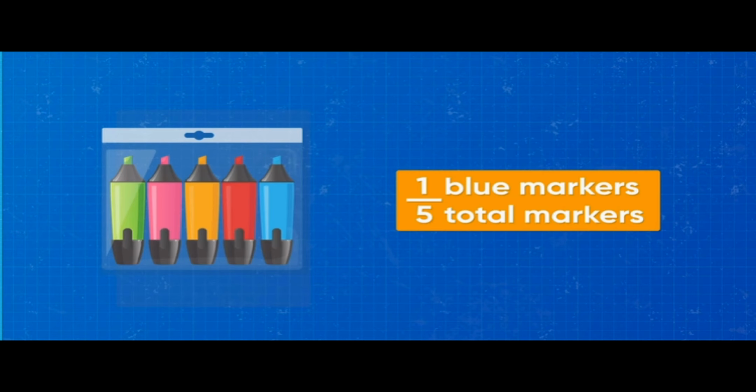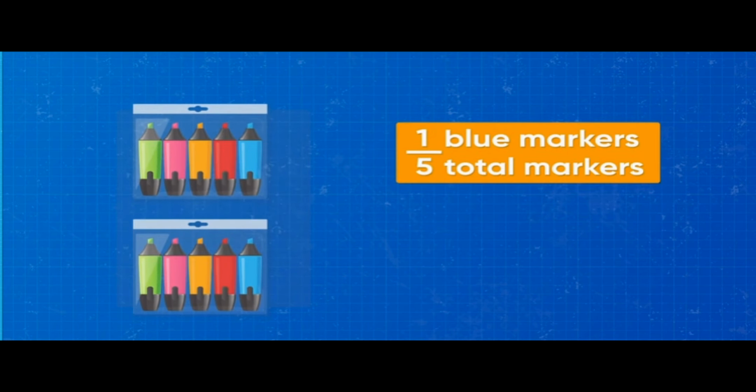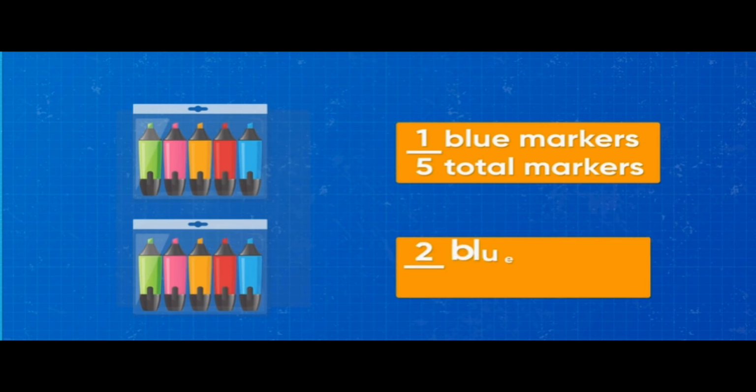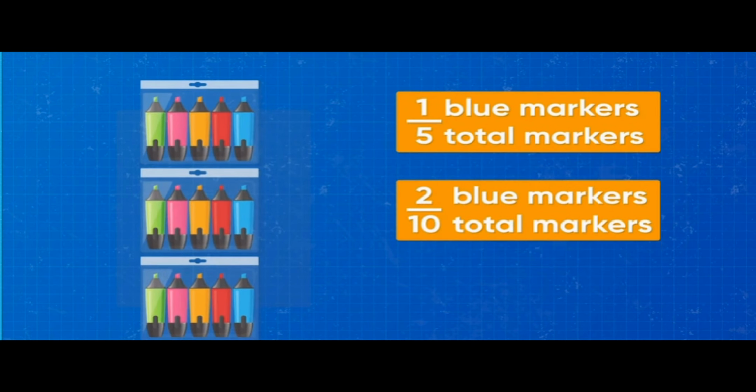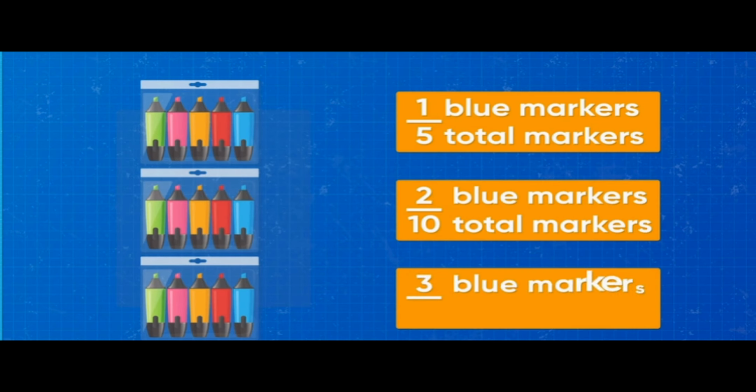Well, we know 1 pack can be shown as a ratio of 1 to 5. And if we buy 2 packs, we can multiply both of these numbers by 2. 2 times 1 is 2, and 2 times 5 is 10. So the ratio is now 2 to 10. Then we can multiply our ratio by 3 to represent 3 packs of markers. 3 times 1 is 3, and 3 times 5 is 15. So the ratio is now 3 to 15. Excellent job, team! You can see that all these ratios are equivalent because they're all multiples of the original ratio.